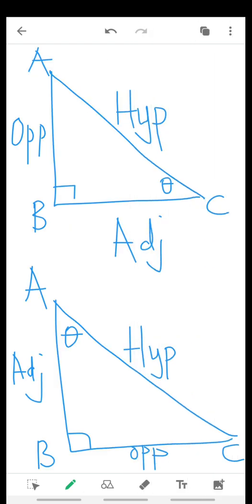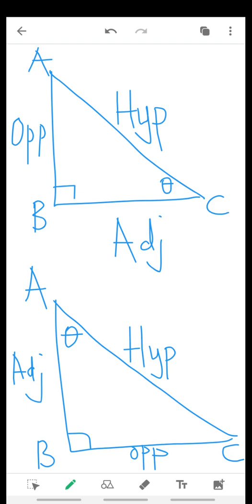Now let us look at this triangle. It's a right angle triangle ABC with theta as one of the angles, and sides AB, BC, and AC. What is the longest side in each of the two triangles? The longest side is side AC, which we call the hypotenuse. In the first right angle triangle, theta is at angle C, meaning side AB will be the opposite side, and side BC will be the side next to theta. We call it the adjacent side.